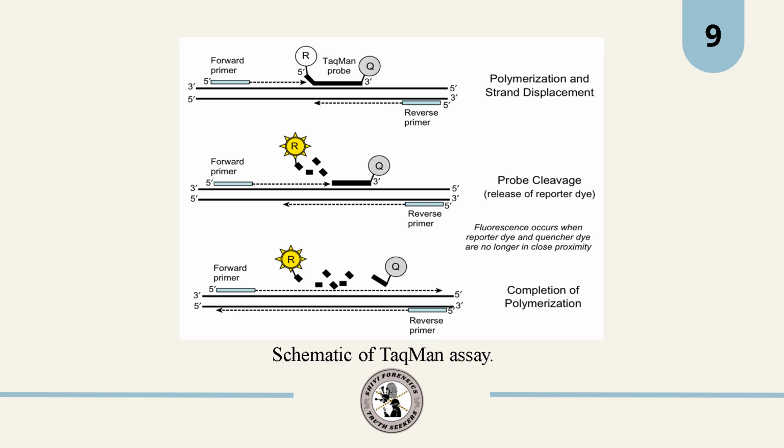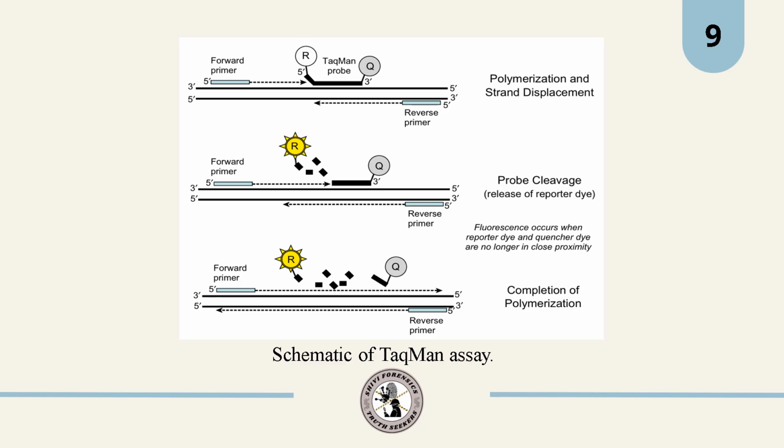So now extension will start, and Taq DNA polymerase will start extending, and it has a very unique characteristic that it chews off any sequence that comes in its way. So when it reaches the end, it will chew off the TaqMan probe. And when it chews it off, the reporter dye gets separated from the quencher dye. Now, the reporter dye is also unique because it has the characteristic of showing fluorescence. But in the first step, you can see it is not showing any fluorescence because it is in proximity with the quencher dye.